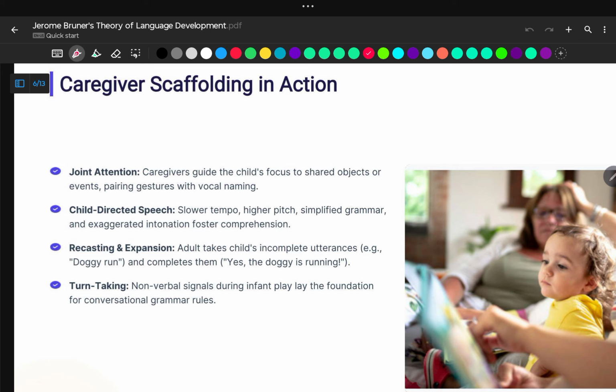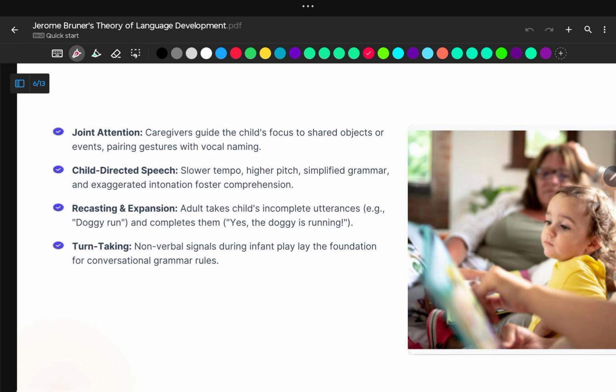It defines slower tempo, higher pitch, simplified grammar, and exaggerated intonation as fostering comprehension. Next thing is recasting and expansion. The adult takes the child's incomplete utterances, for example "doggy run," and completes them: "Yes, the doggy is running."